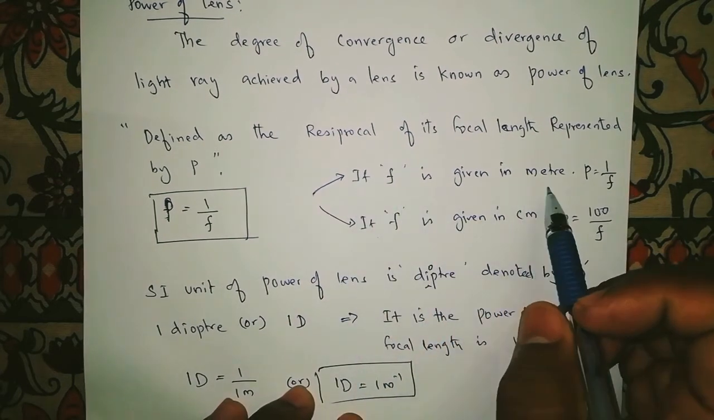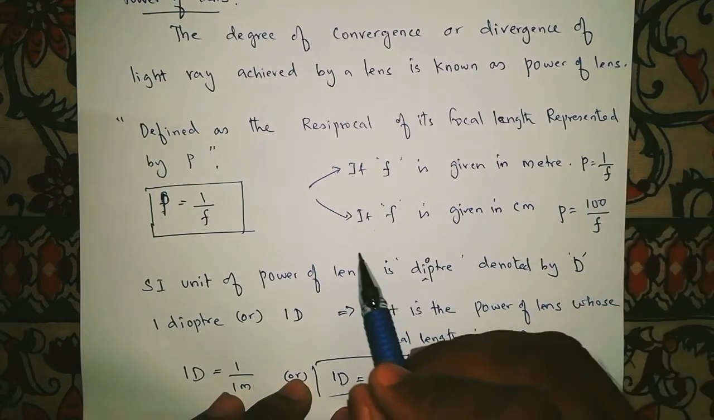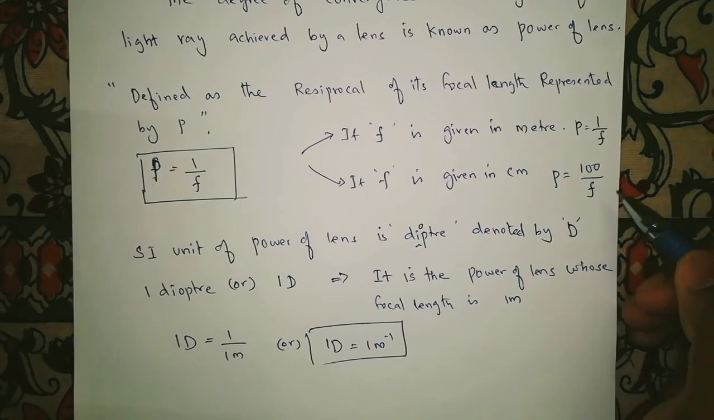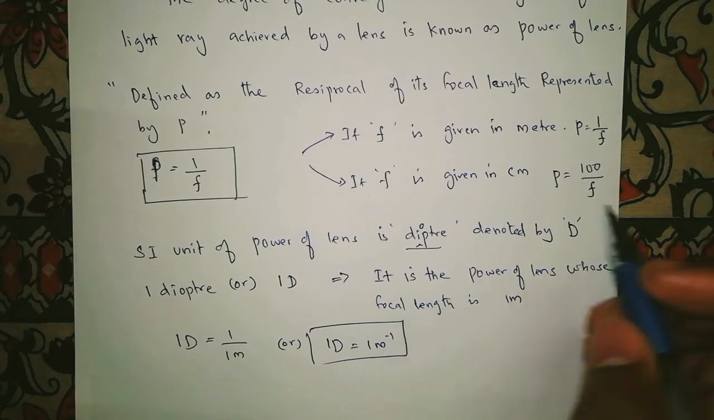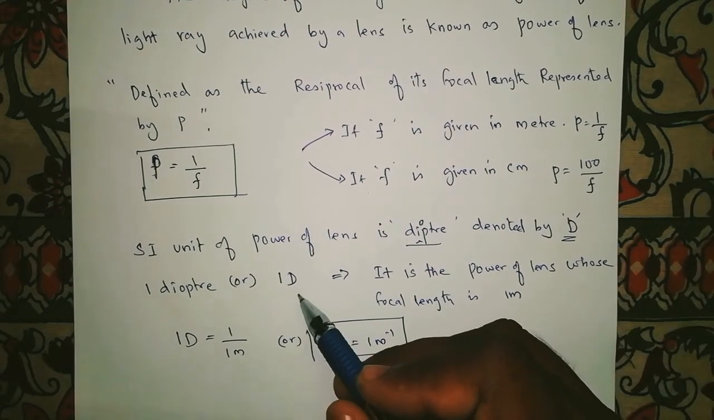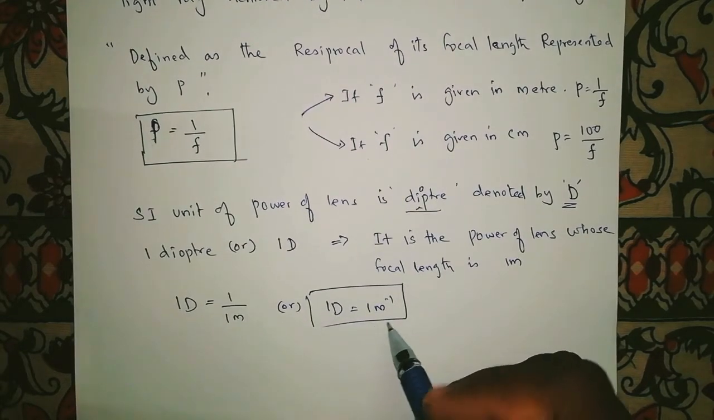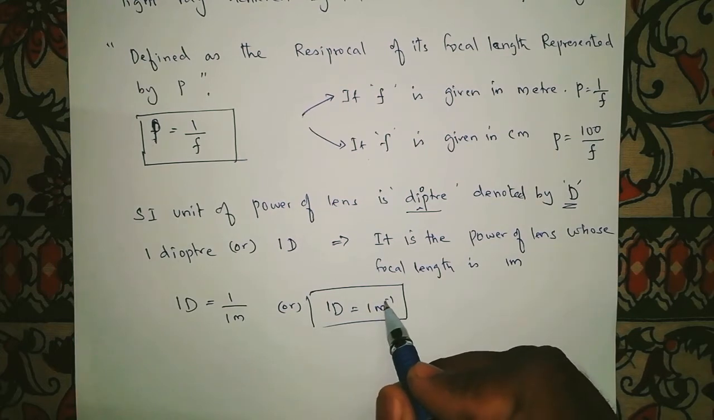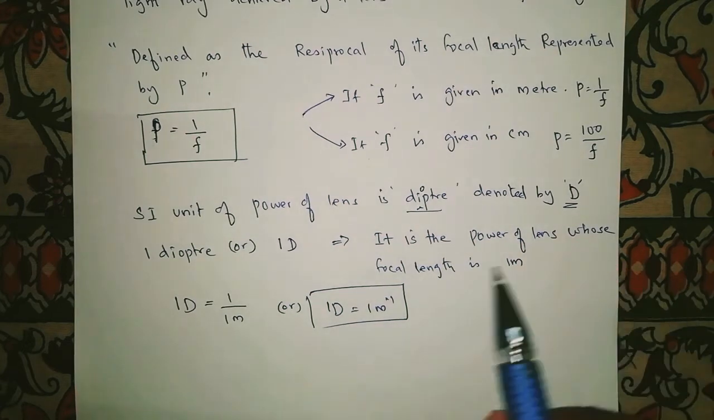If s is given in meter, then you can use directly 1 by f. If it is given in centimeter, just an idea, you can use 100 by f. So the SI unit of power of lens is always diopter, denoted by capital letter D. That means 1D is equal to 1 by 1 meter. In other words, 1D is equal to 1 per meter. Okay, that means inverse. So this is the power of lens and the formulas.